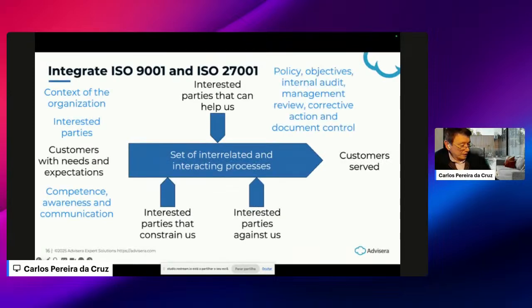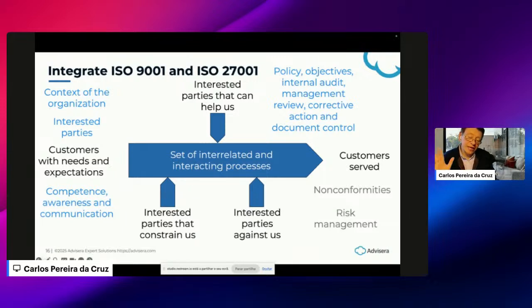Okay. And policy, objectives, internal audit, management review, corrective action, document control. This is easy also. Again, a policy, you need to have an integrated policy, quality and information security, but the procedures can be the same, okay? Now, let's see what for me are trickier, okay? So non-conformities and risk management, okay?